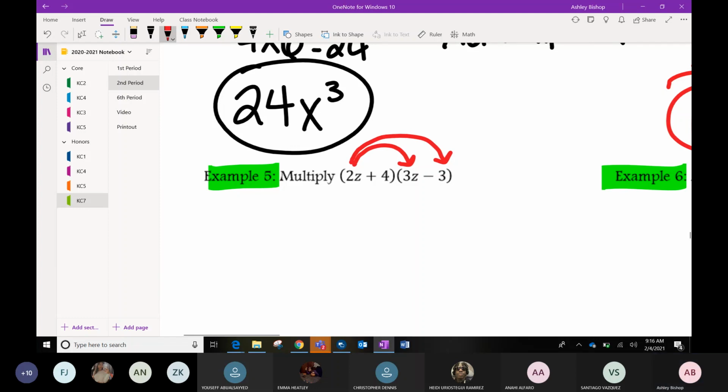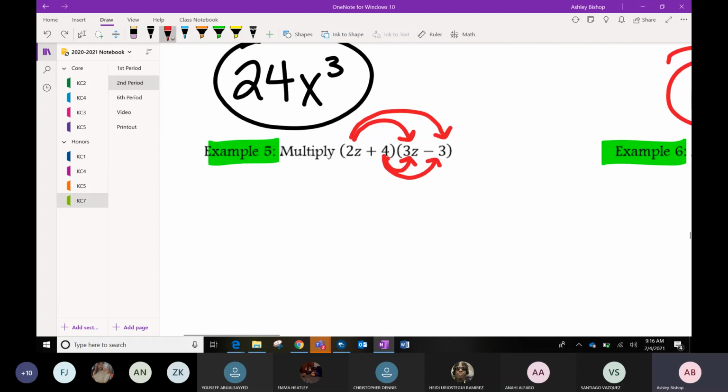Then the 4 needs to get multiplied by the first term in this pair of parentheses, and the 4 needs to get multiplied by the last term in that pair as well. Now, if I follow my arrows, then everything has been multiplied by each other. Everything in this pair has been multiplied by everything in this pair. Now, I'm just going to follow what my arrows say to do.